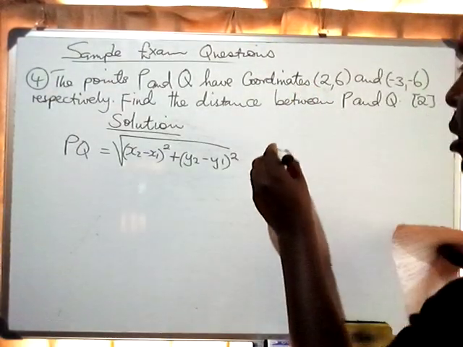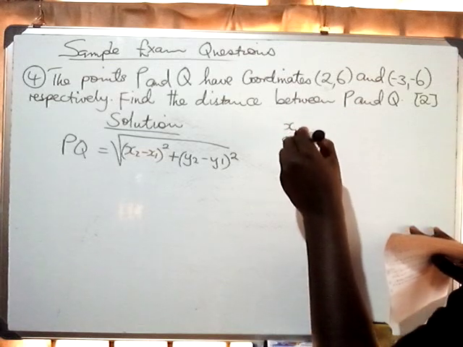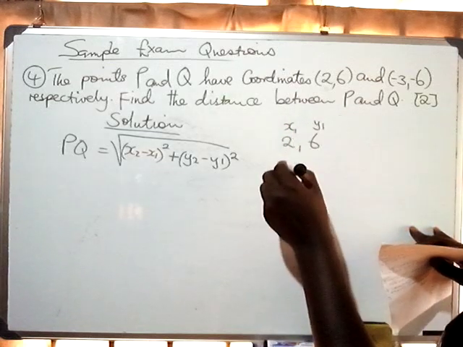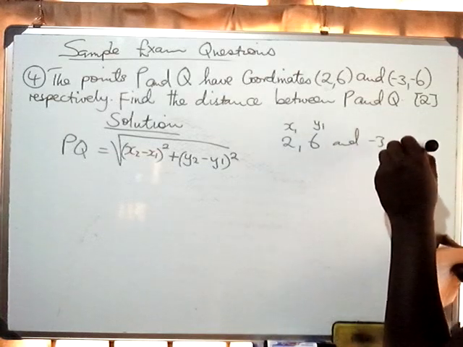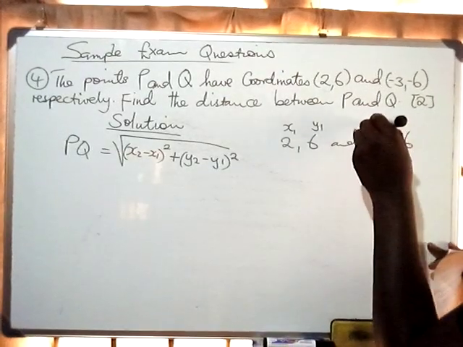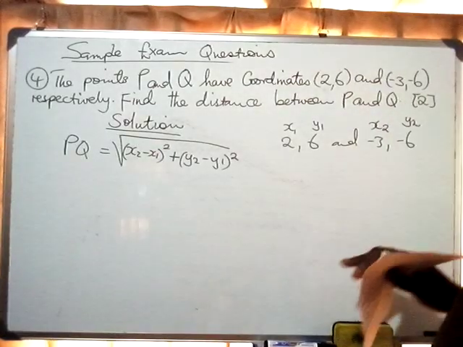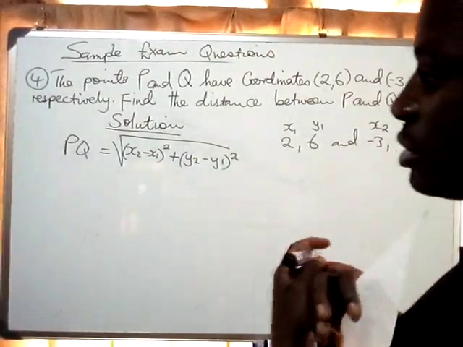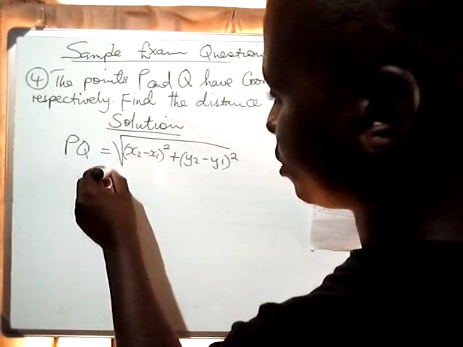So we get our coordinates, which is (2, 6). This one I'll name as x1, this one is y1. And the other one is (-3, -6). This one will be our x2, and that one will be our y2. Now we substitute. Our next point is just a matter of substituting.